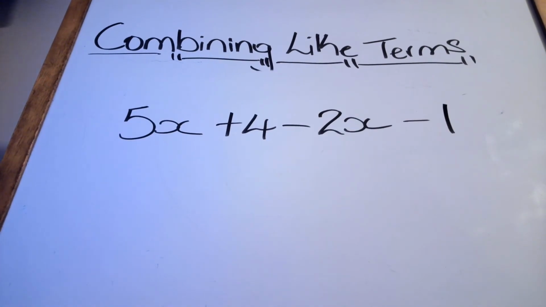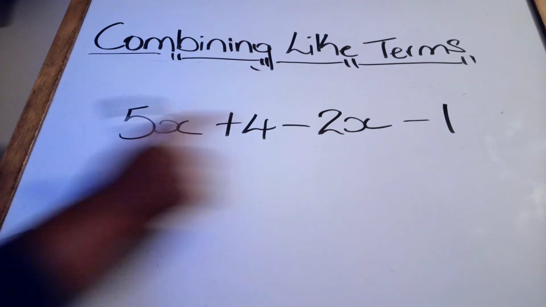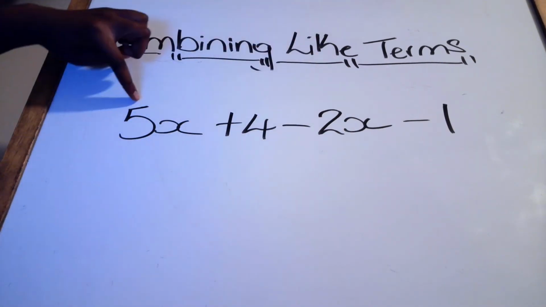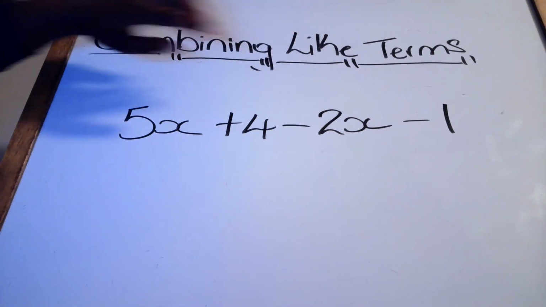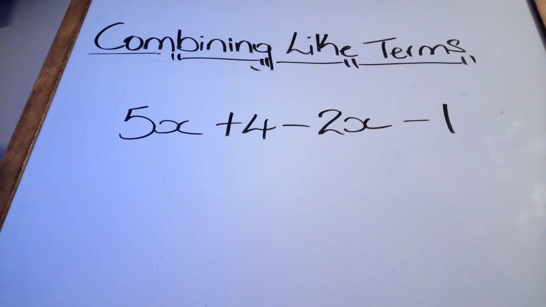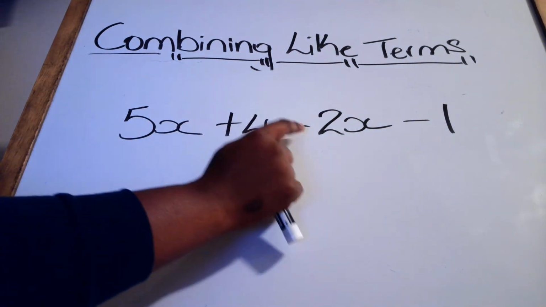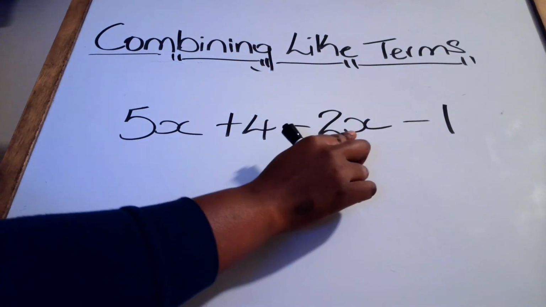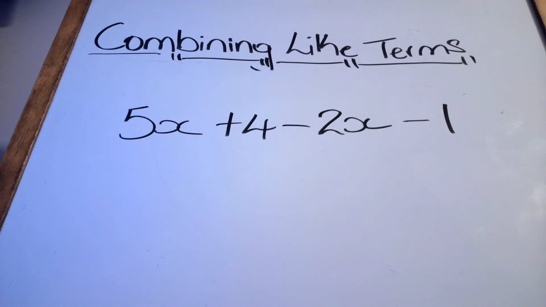Alright. I have another expression there, and I'm going to simplify the expression. But before we simplify the expression, 5 and 2 would be coefficients. The numbers that come before the variable. So 5 and 2, they are coefficients. 4 and 1, they are constants. The x's, they are variables, and we have what? Operations plus, subtract, subtract. And there are 1, 2, 3, 4 terms in this expression.